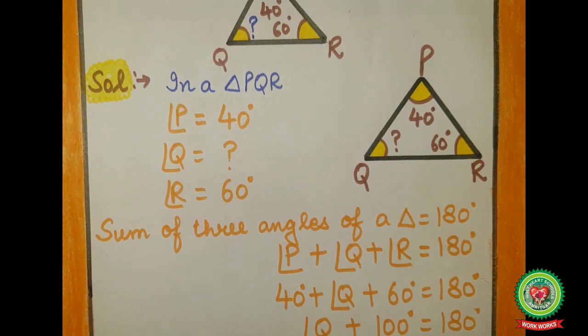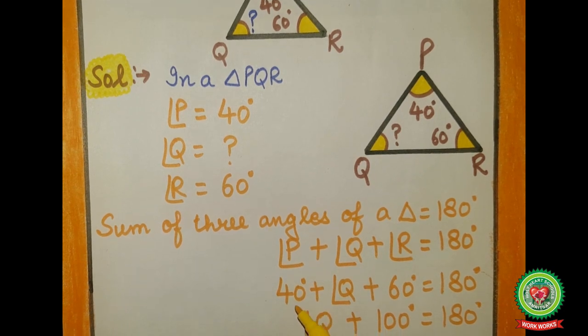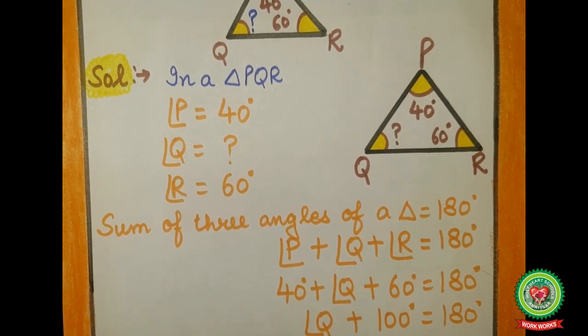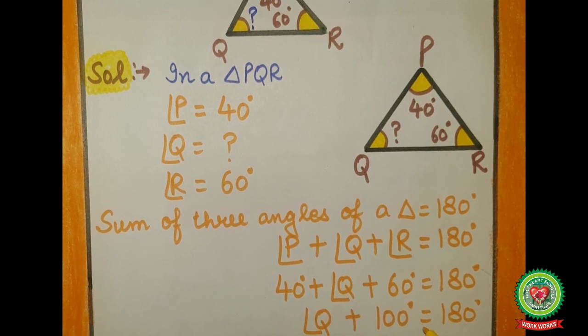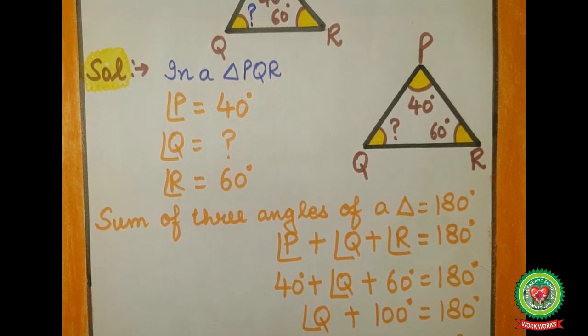Now students, just recall what is the next step? Yes, do addition. Now do addition. 40 plus 60 is equals to 100. So next step will be angle Q plus 100 degree is equals to 180 degree. And tell me the next step. Just think, what is the next step?